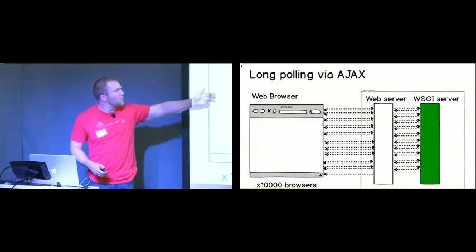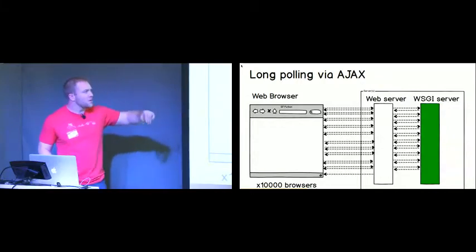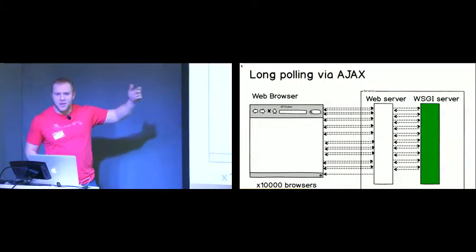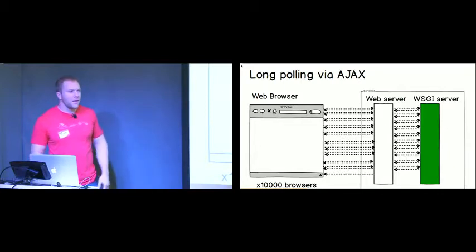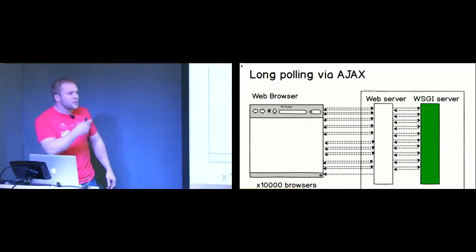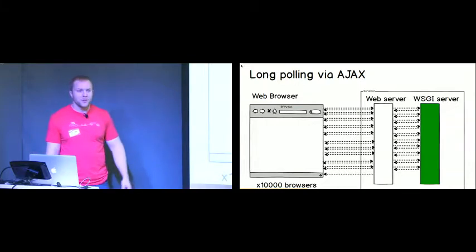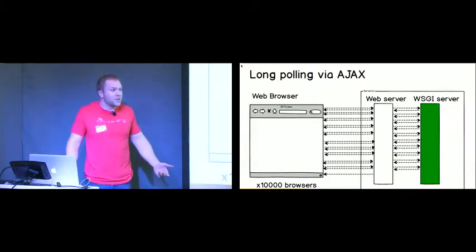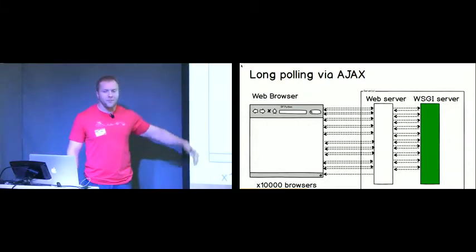So the web browser goes to the web server. Do I have any messages? The web server is just a proxy. It's going to hit the CGI server. The CGI server says, I'll check the database. Nope, no new messages. Send that one back. Goes back to the web browser. A second later, the web browser says, do I have any new messages? And over and over and over again.